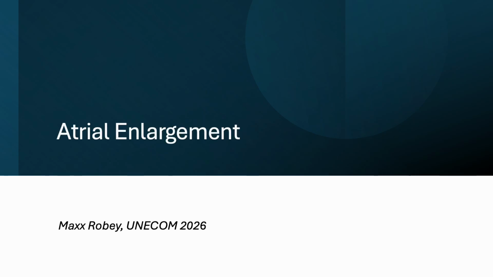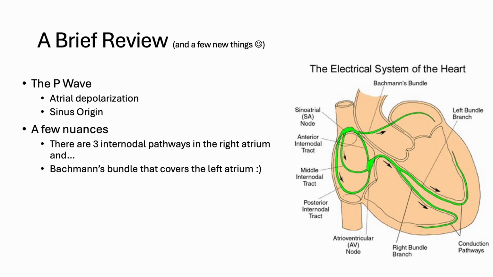As an update, I'm more than halfway through my third year of medical school, and I'm very interested in emergency medicine. Today, we're going to talk all about atrial enlargement. So as a review, the P wave demonstrates atrial depolarization and dictates a rhythm that is sinus in origin. A few new ideas include what specific pathways get us to the AV node from the SA node. There are 3 internodal pathways within the right atrium, and one that keeps the left atrium up to speed, called Bachmann's bundle, as you can see displayed here.